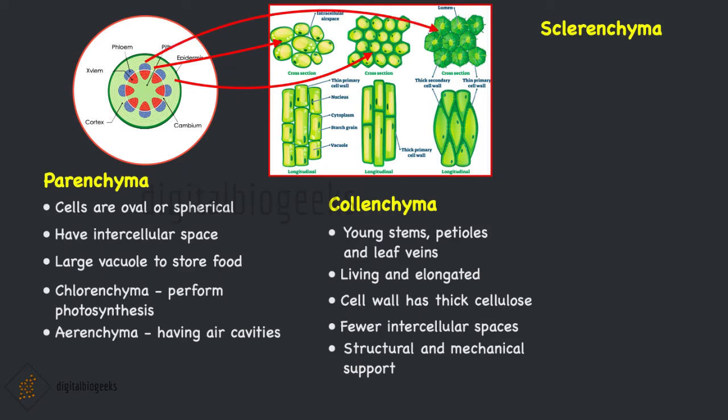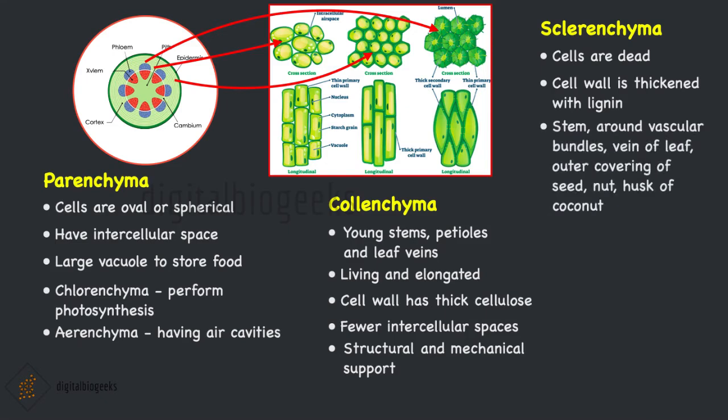The cells of sclerenchyma are dead. They are long and narrow. Their cell wall is thick due to the presence of lignin deposits. You can see here these cells have thick cell walls due to the deposit of lignin. The tissue is found in the stem, around the vascular bundles, in the veins of leaves and in the outer covering of seeds, nuts and the husk of coconut. It provides strength to the plant parts.